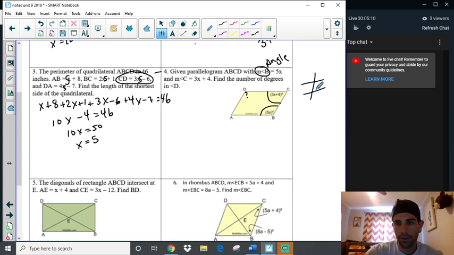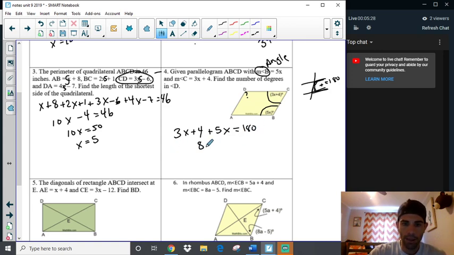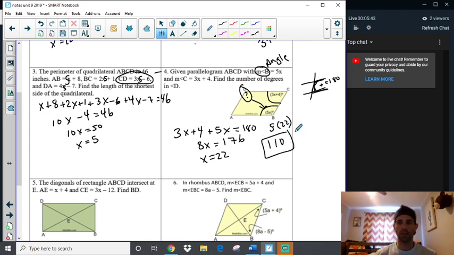Remember, two parallel lines cut by a transversal, okay? Sometimes people like to call it the C or something like that. Those two angles add up to equal 180, okay? So I would say 3x plus 4 plus 5x equals 180. Do some math. 8x equals 176, so x equals 22. Now again, the question said to find D, so I would have to do 5 times 22, which is going to be 110 degrees. So there you go for number 4.